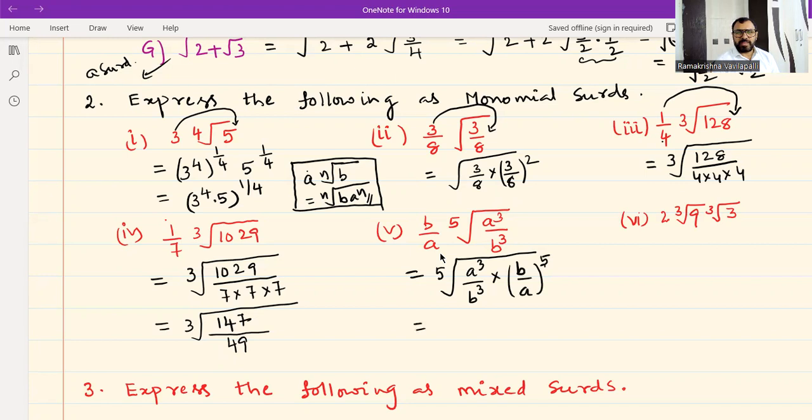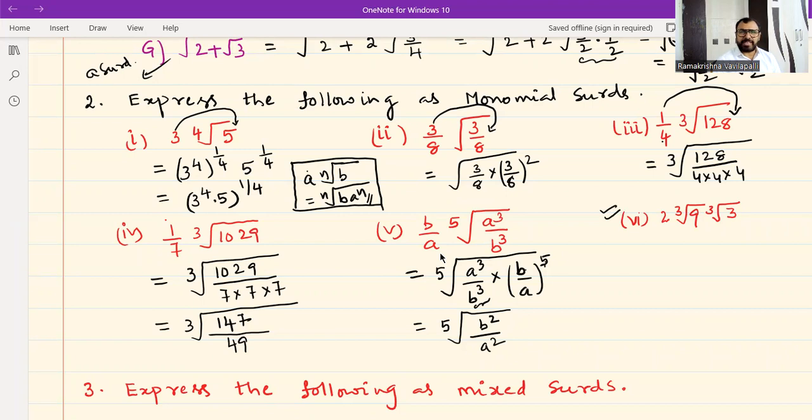Further, you can simplify here. You see here b cube we have, here b to the power of 5 we have. So one b cube will be cancelled. It is just fifth root of, in numerator b cube is left, b square. In denominator a square is left. Now you can simplify the sixth one.